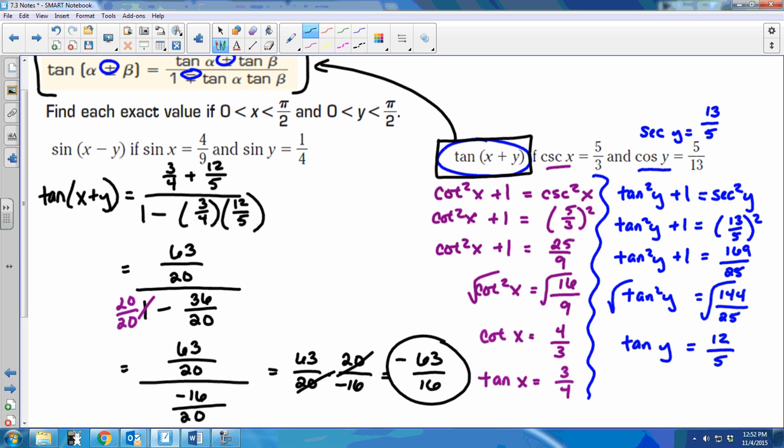Learning target 6 isn't as much work. Learning target 6 is proving identities like we did in learning target 4, but they're all based on this, so you have a starting point. We're doing learning target 6 tomorrow. All right, any questions on learning target 5?